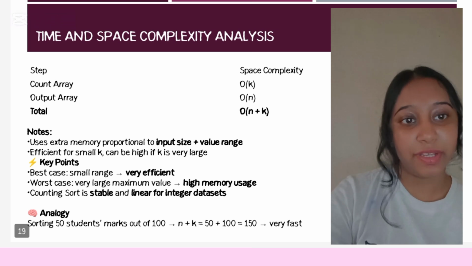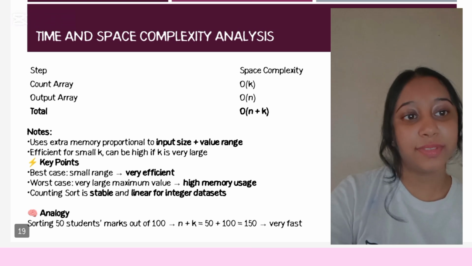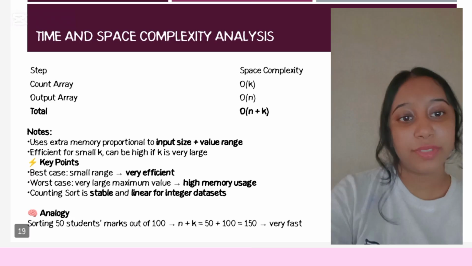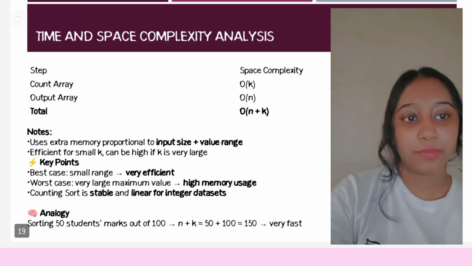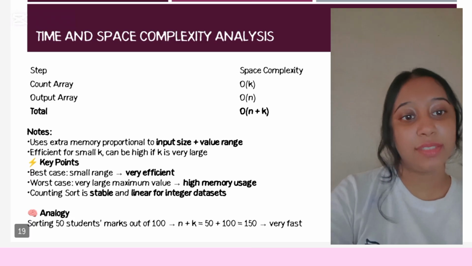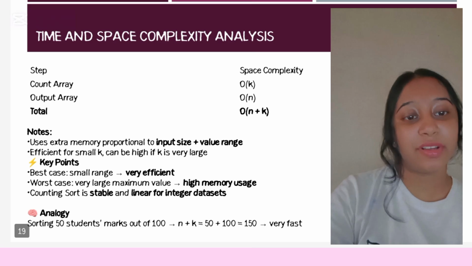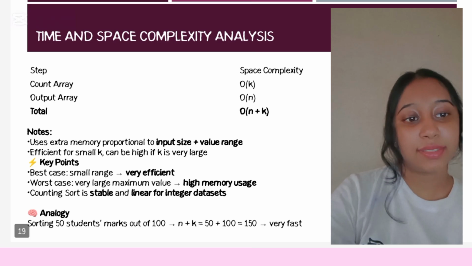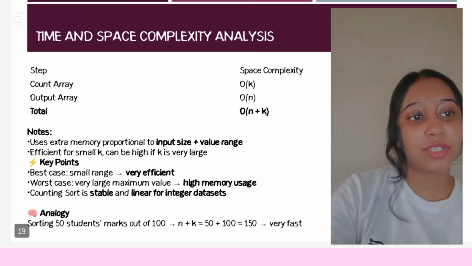Space complexity. Count array: we create a count array of size k plus 1. Output array: we also create an output array of size n. Total space complexity is O(n plus k). So counting sort uses extra memory proportional to the input size and the range of values.